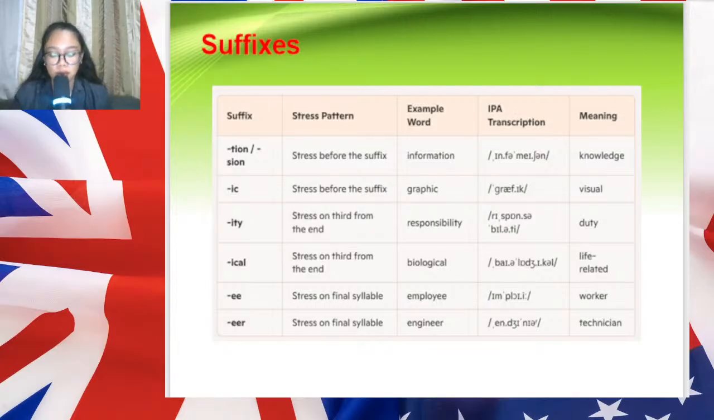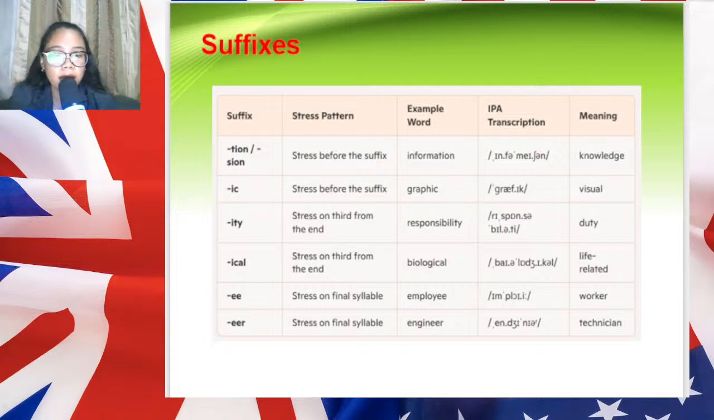Let's move on to the next one. But going back to the first, as I've noticed and as I've also searched, the pattern, stress before the suffix, is consistent. It is also predictable and, of course, easy to apply once you start noticing it because it's just right before the suffix. When it comes to the suffix ic, we also stress before the suffix. We stress right before the ic.